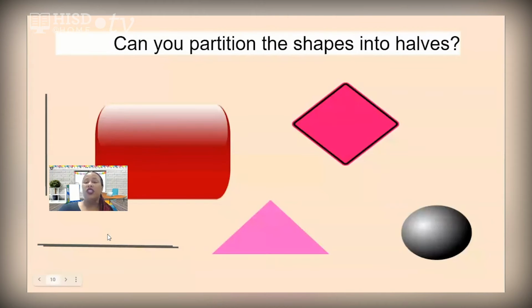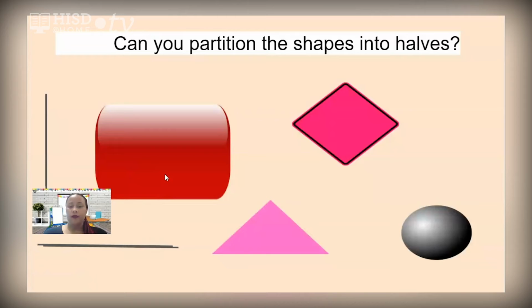How can we partition these shapes into halves? If we're talking about putting something in half, that means we're talking about separating it into two parts. How could we put the cylinder into halves? You're right, when we put that line in the middle, it will show us half. The top and the bottom are the same size. So here we are representing halves.